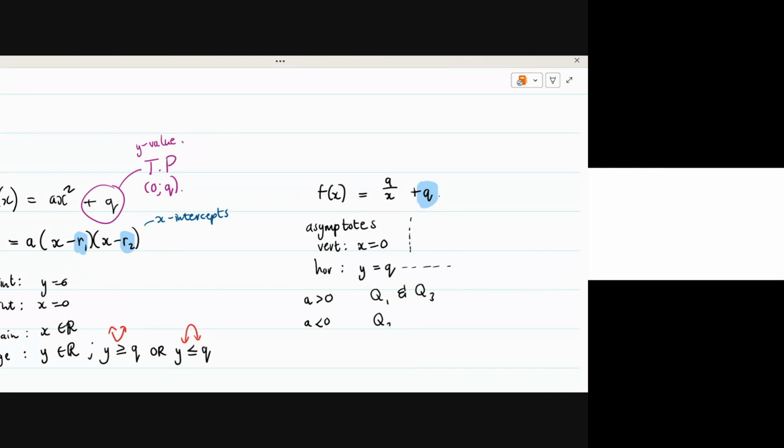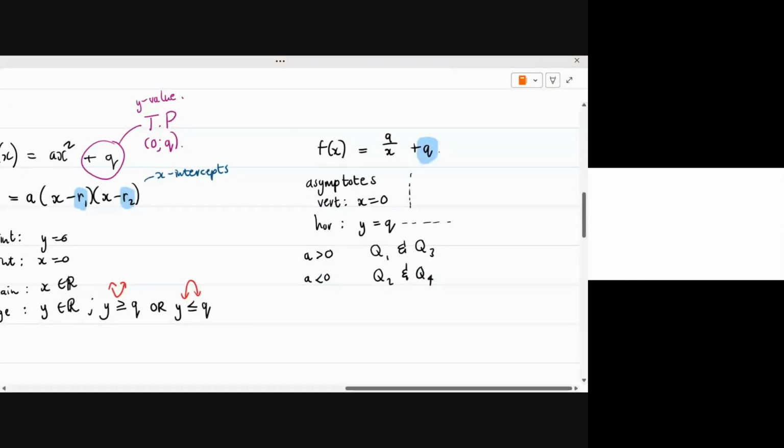Let's do that again. Quadrant 2 and quadrant 4. And then again, it's going to happen again and again, grade 10s. X-intercept, y is equal to 0. The only difference with this hyperbola is that we will not have a y-intercept.